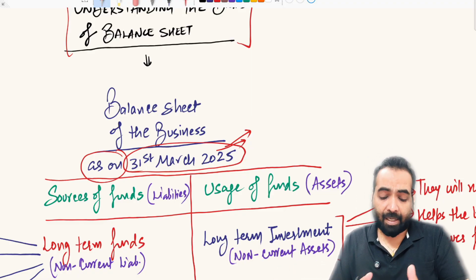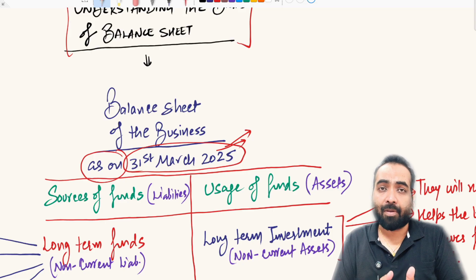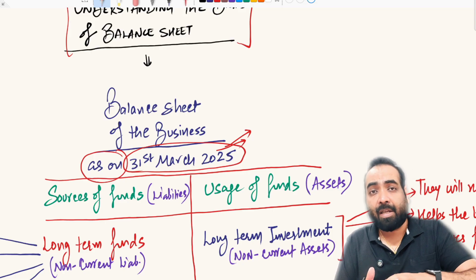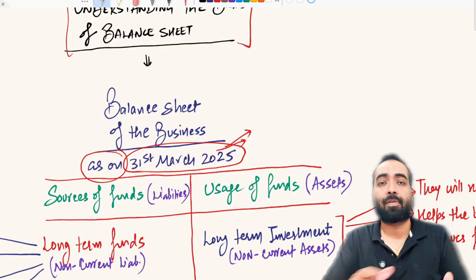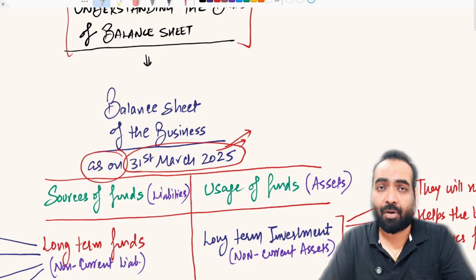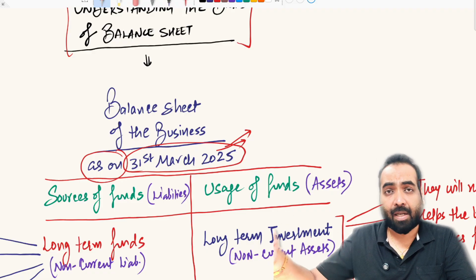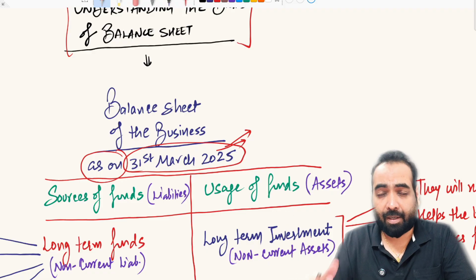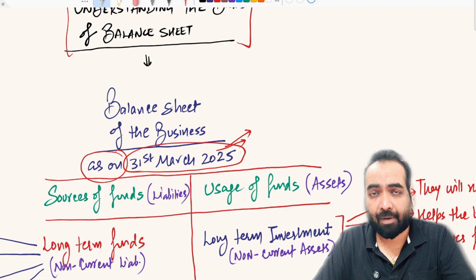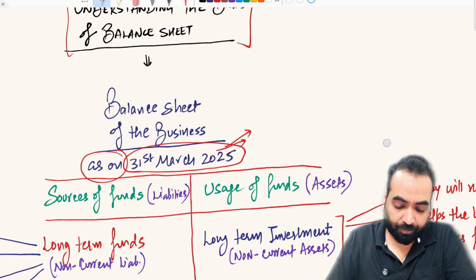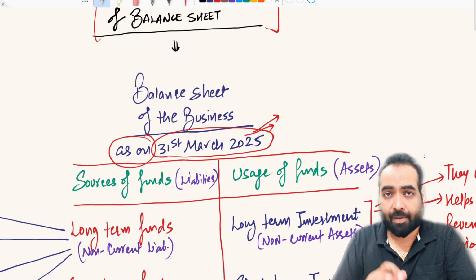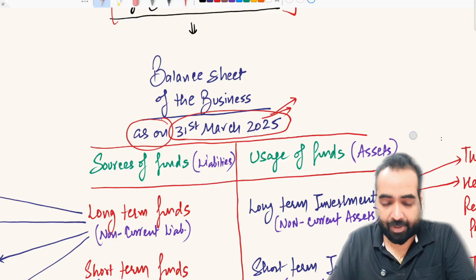We presume that this picture which is represented on 31st March might be the same on all other days of the year, which obviously is not an accurate assumption, right? So this is a basic disadvantage of the balance sheet, which we will cover further in the deeper financial analysis part in coming videos. So the balance sheet is on a particular date, on 31st March 2025.